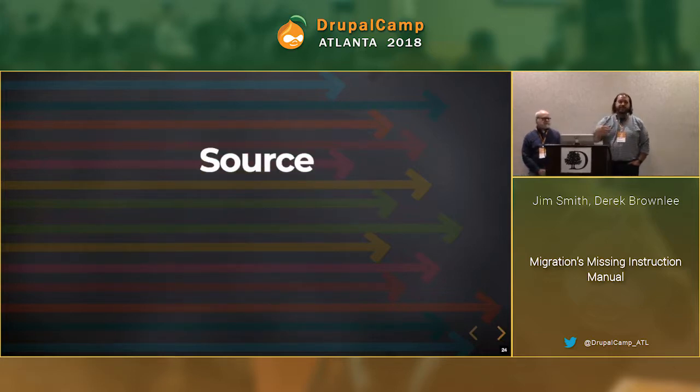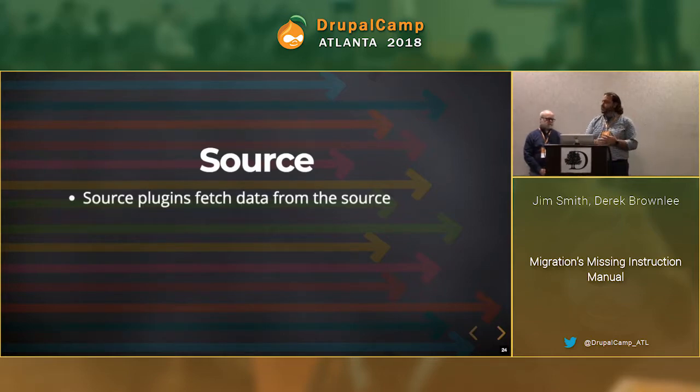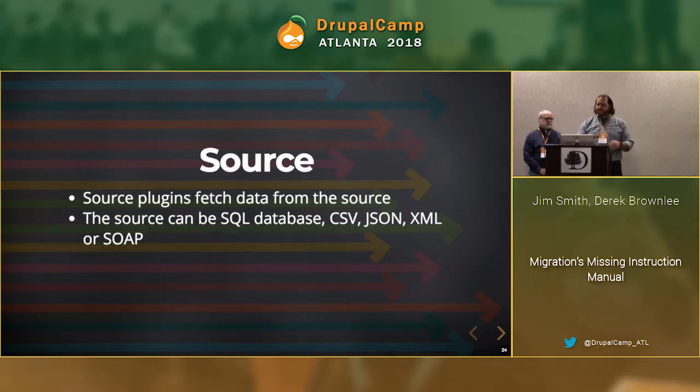So like Jim said, there's 3 steps to this. First step is your source. Where is your data going to come from? There are source plugins that will fetch the data from whatever your source is and provide that to you for you to then move on down the chain. The source can be any kind of structured data. It can be a database, CSV, JSON, anything that you want to deal with, any way that you can get your content into a form that we can then start to process it.